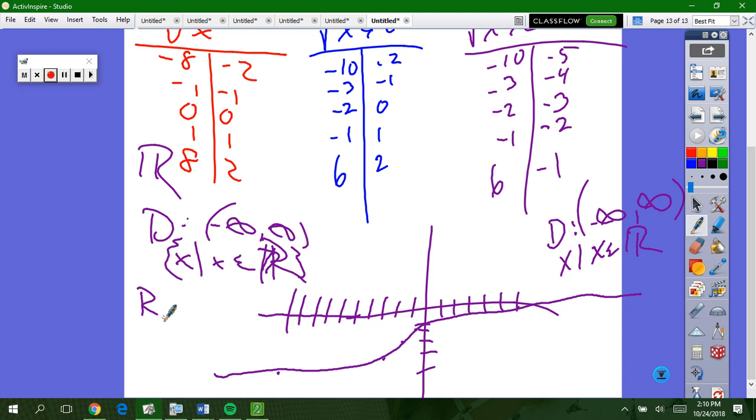What's the range? How low is he going? It's taking him a while, but he's still going down to where? Negative 8. How high is he going? He's still going to infinity, but it's going to take him a while.